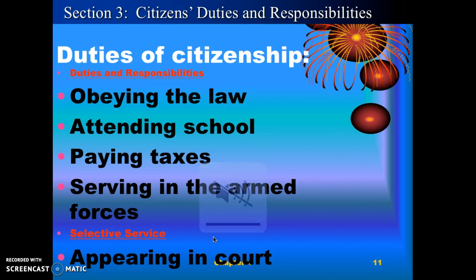So, your 5 duties of citizenship. Again, duties, these are things you must do. If you do not, there are consequences. Obviously, if you don't obey the law, consequences can range quite dramatically. It might be something as simple as a fine. It could be jail time. It could be both.